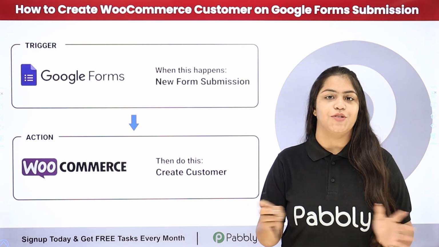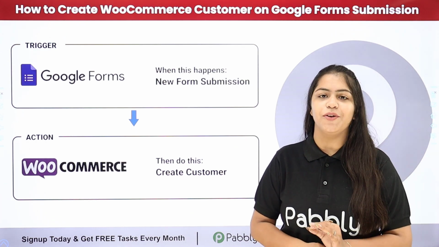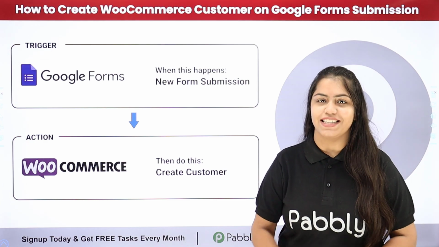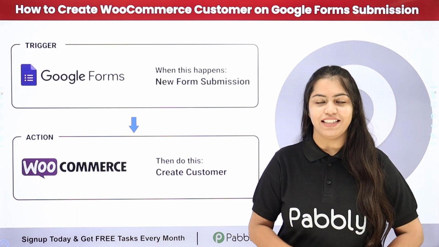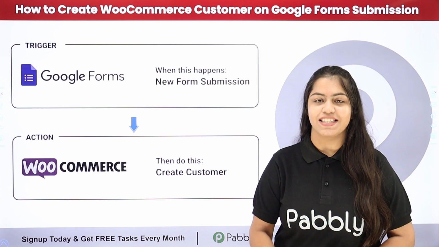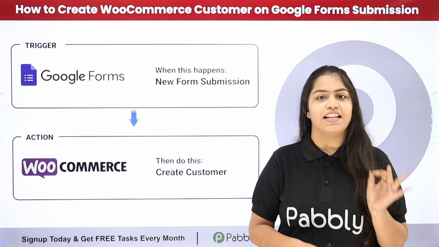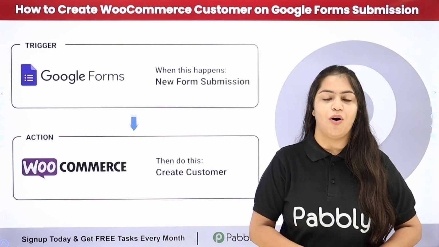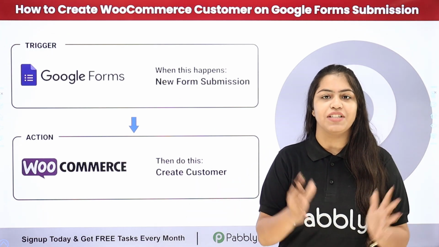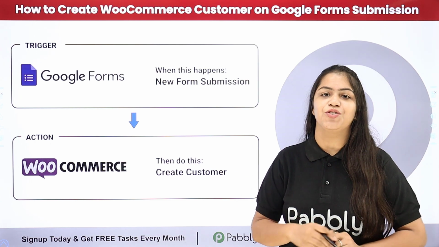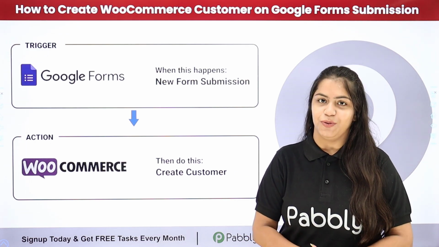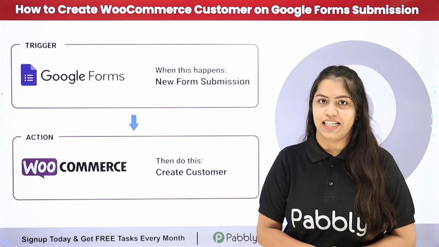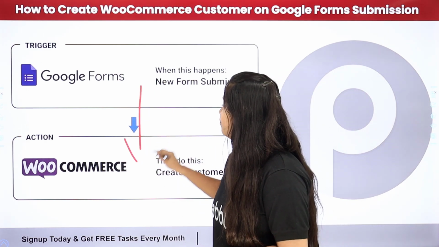So here I'm running an Edutech company and we offer free courses to all our potential clients, and we use Google Forms to get the registration of these free courses. So now what I want is that as soon as a potential client registers for a free course with the help of Google Form, automatically with the help of the same details, a new customer should be created in my WooCommerce too. So to do this, we are going to create a connection between Google Forms and WooCommerce.